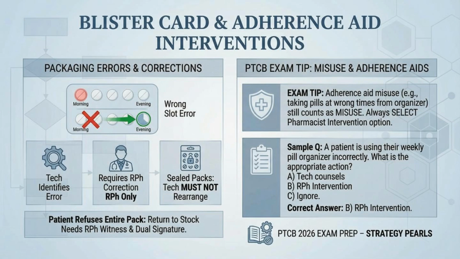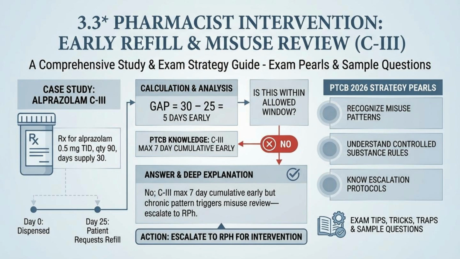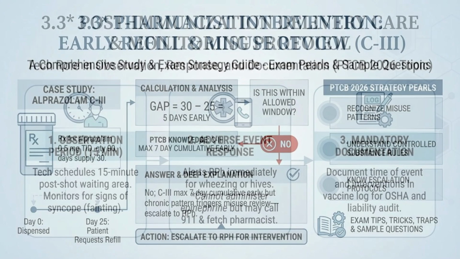In packaging and adherence aid interventions, a technician identifying an error in a blister pack requires pharmacist correction. Any misuse of adherence aids still mandates a pharmacist intervention. For early refill requests, calculate the gap. For example, a 5-day early request for a C3 is outside the maximum 7-day cumulative early window. This misuse pattern requires immediate escalation to the pharmacist.